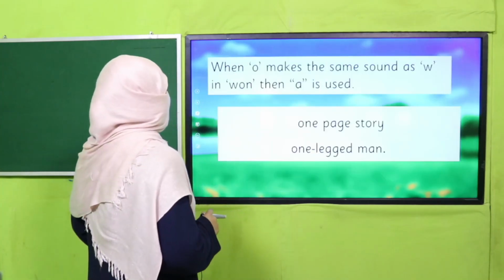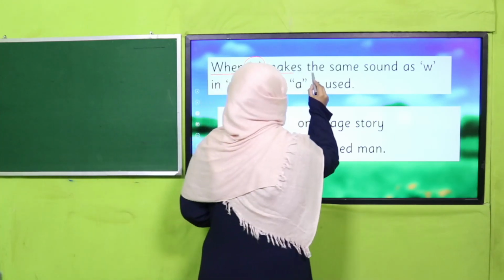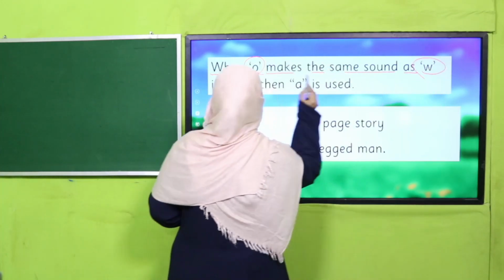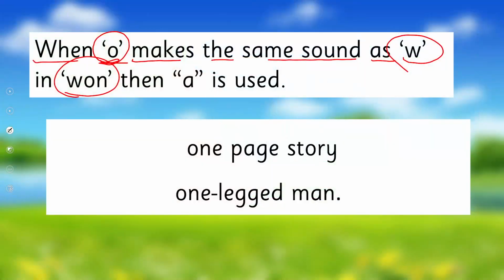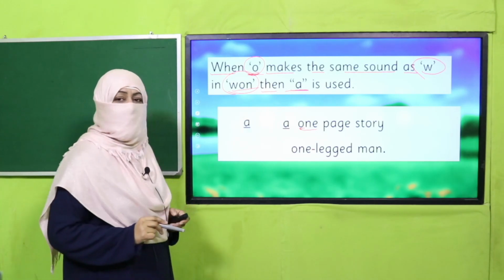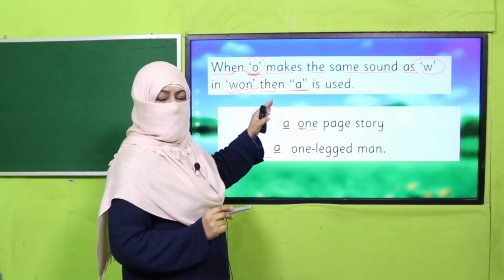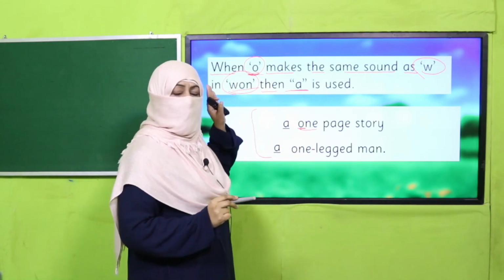Good job. The next exception is the letter O. Now, we know it's a vowel, but sometimes it makes the sound of W, as in "one". Then we don't say an, we use a over there. For example, when we say a one-page story, this O is not giving the sound O, it's giving the sound "wun". So we say a one-page story. Likewise, a one-legged man. These are the examples. Here this O is giving an exceptional sound, that's why we don't say an, we say a.